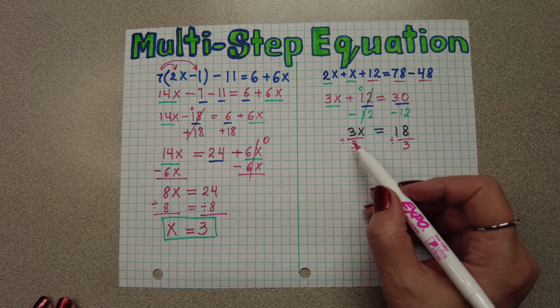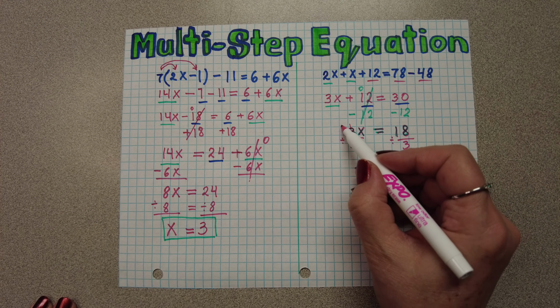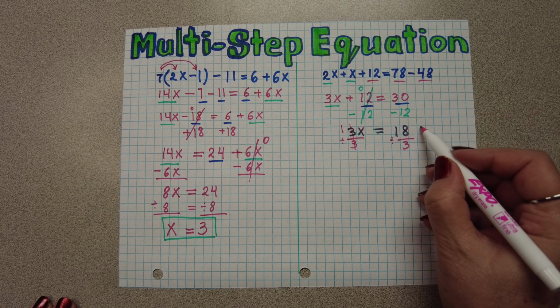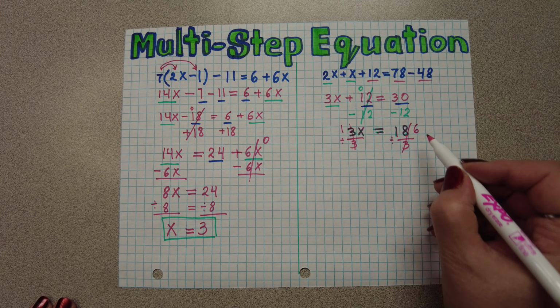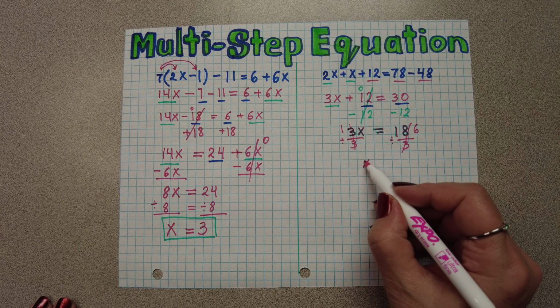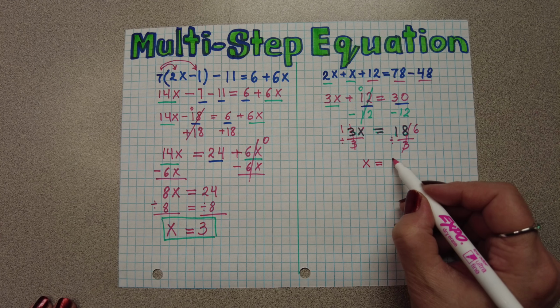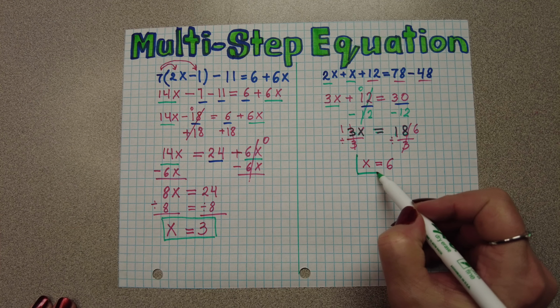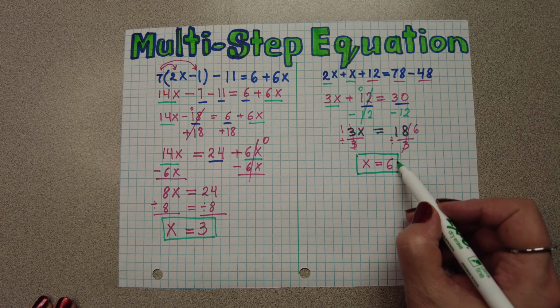And then 3 divided by 3 equals 1. 18 divided by 3 is 6. Now we have x equals 6. This is our answer for this multi-step equation.